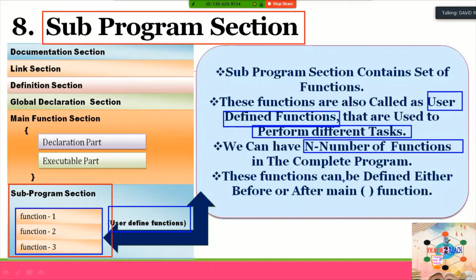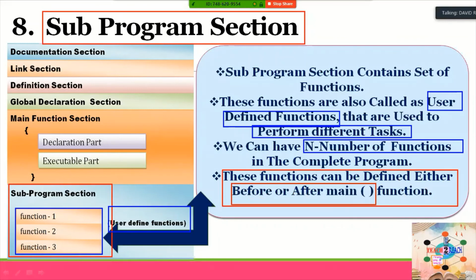These functions can be defined. We need to keep this particular point in mind: these functions can be defined either before main or after main. It doesn't matter. If these functions are defined before main, then there is no need to declare these functions. If these functions are defined after main, a function declaration needs to be specified either globally or locally. That is about the subprogram section.